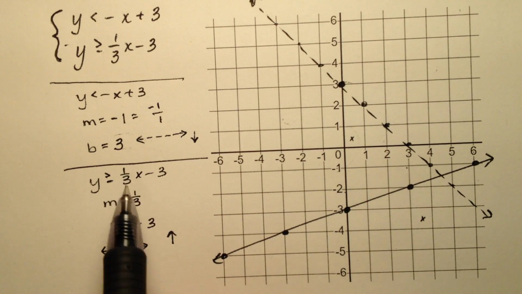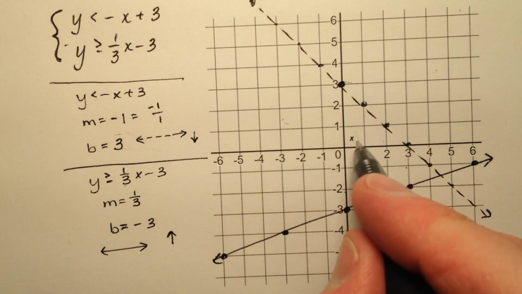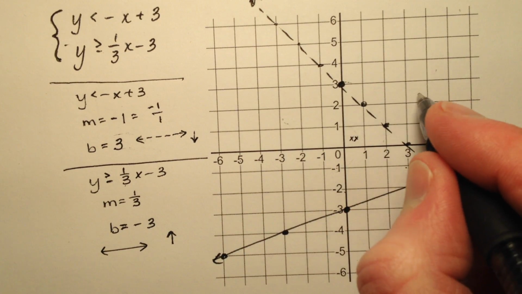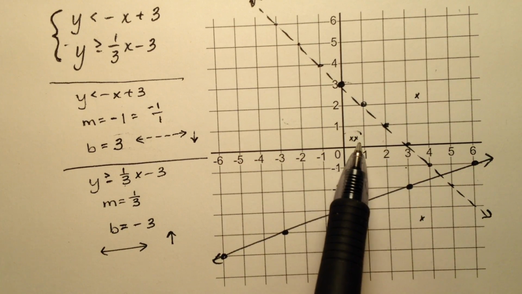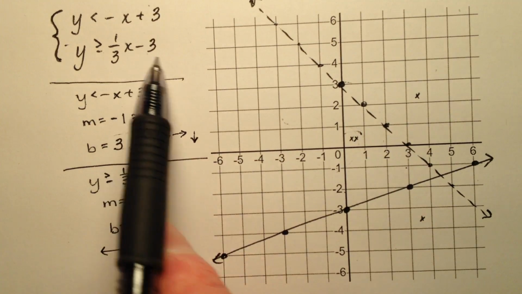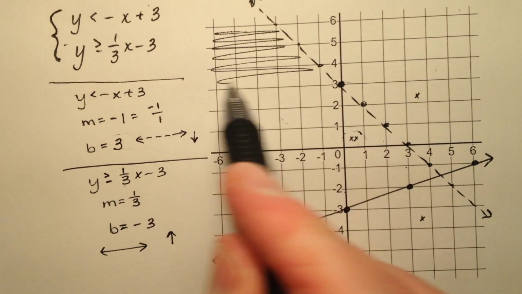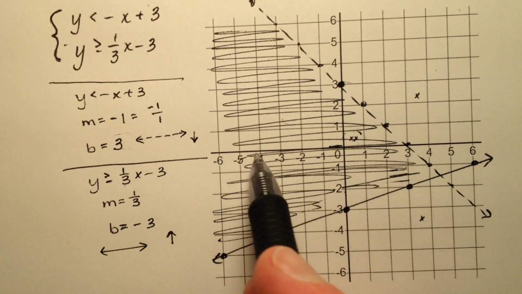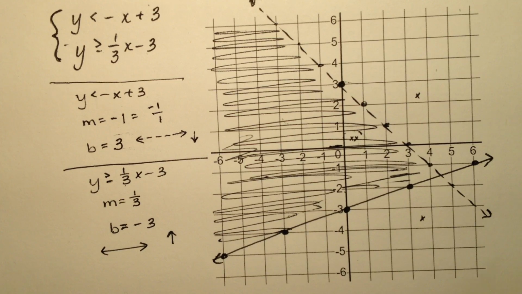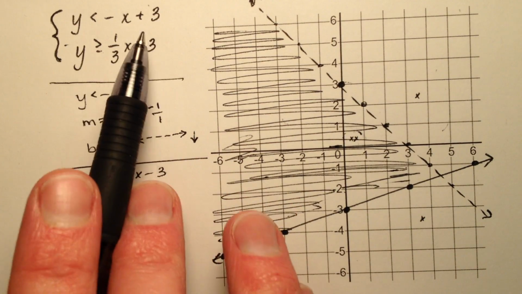It's greater than my 1/3 x minus 3. So since it's above that, we know we're going to shade in this region or we're going to shade in this region. Well, this is the region that satisfies both inequalities simultaneously. So we know that we're going to end up shading in this region right here. Okay? So here is the solution then to my linear inequality system.